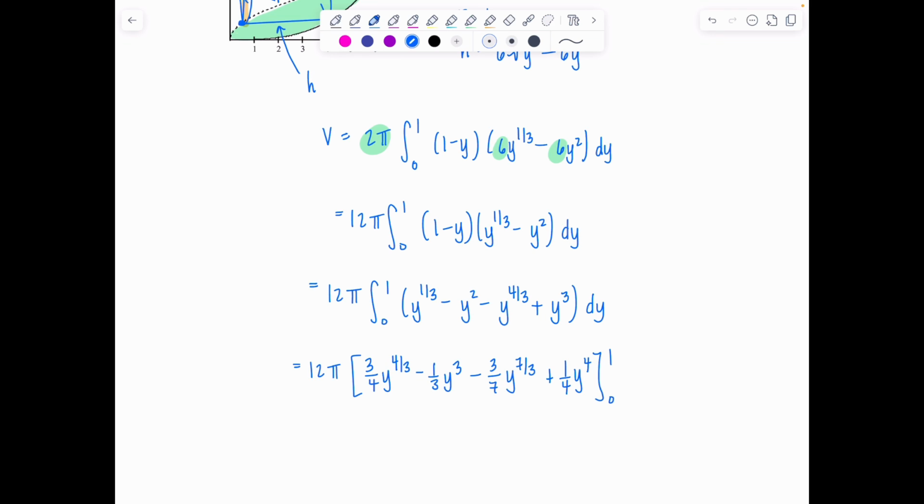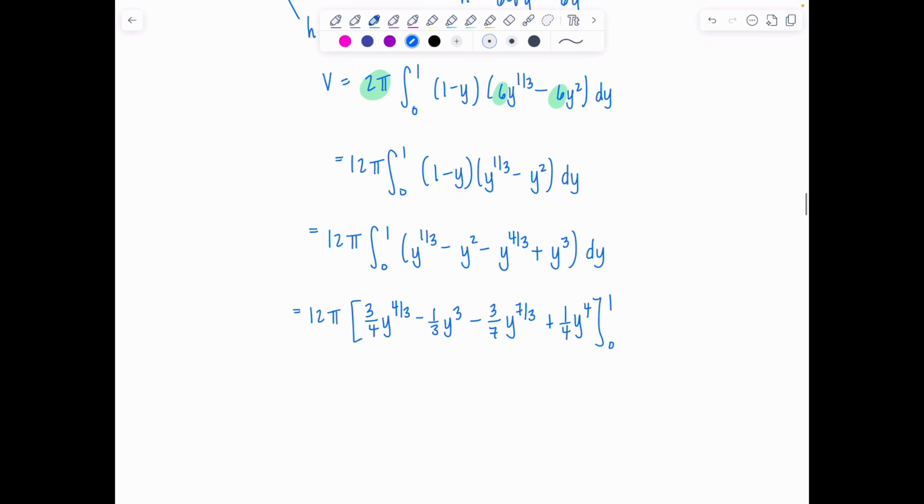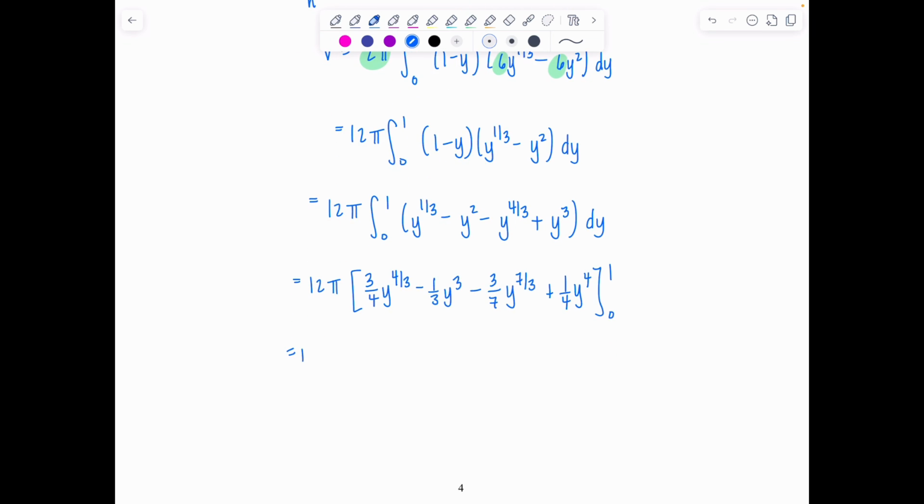Okay, beautiful. And then thank heavens the limits are 0 to 1. I mean, would you want to take the 7/3 root of anything else? Surely no. Okay, so we've got 12 pi times 3/4 minus 1/3 minus 3/7 plus 1/4 minus a bunch of zeros.